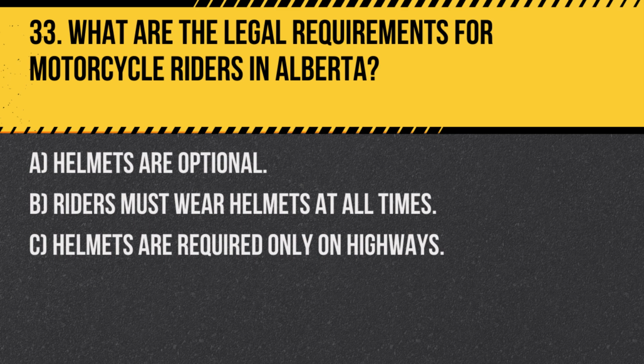Question 33. What are the legal requirements for motorcycle riders in Alberta? A. Helmets are optional. B. Riders must wear helmets at all times. C. Helmets are required only on highways. Answer B. Riders must wear helmets at all times. This is a mandatory safety regulation to protect motorcycle riders.